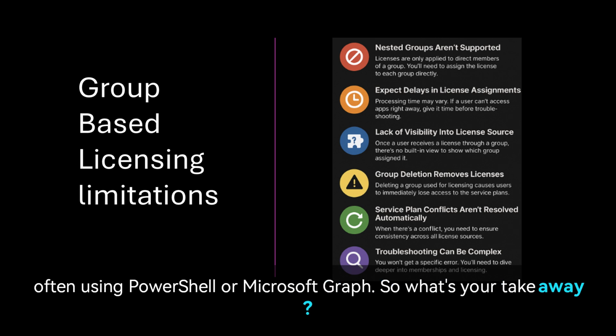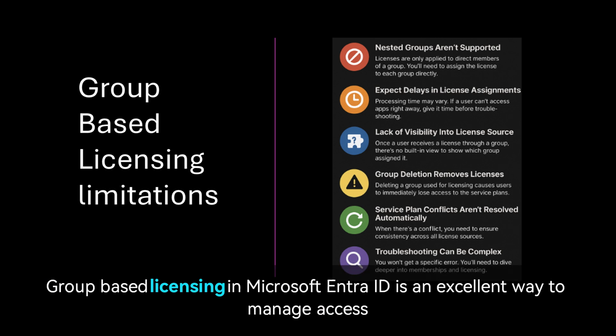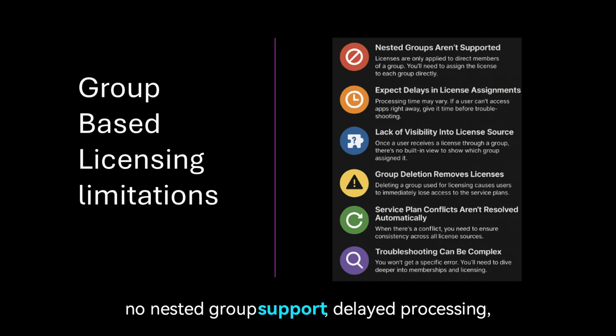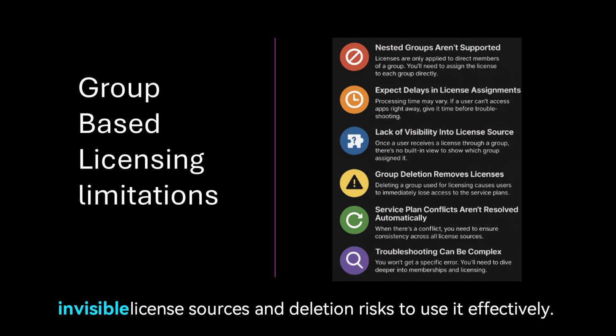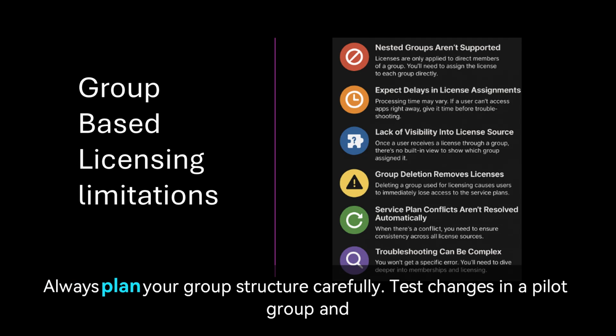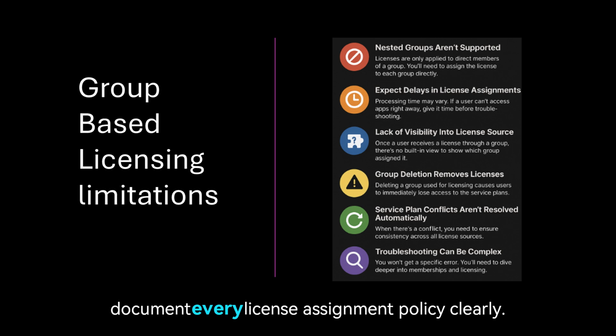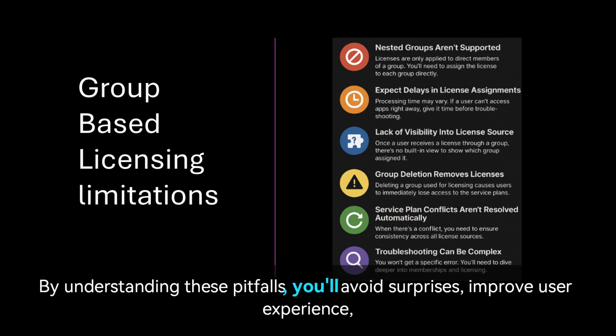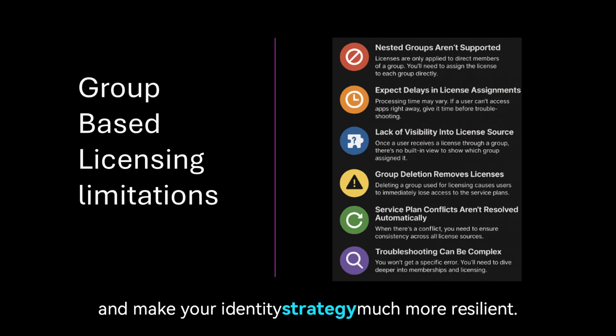So, what's your takeaway? Group-based licensing in Microsoft Entra ID is an excellent way to manage access at scale, but it's not perfect. You must be aware of its limitations: no nested group support, delayed processing, invisible license sources, and deletion risks to use it effectively. Always plan your group structure carefully, test changes in a pilot group, and document every license assignment policy clearly. By understanding these pitfalls, you'll avoid surprises, improve user experience, and make your identity strategy much more resilient.